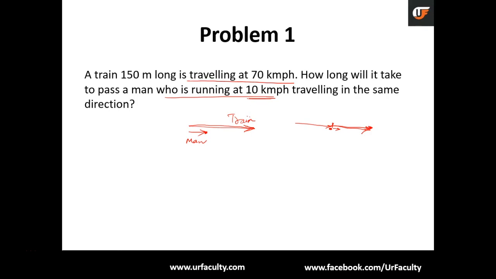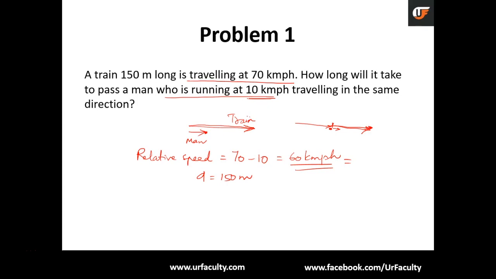So the speed of the train relative to the man, what is the relative speed here? It is 70 minus 10, which is equal to 60 kilometer per hour. Now we know that the distance is equal to 150 meter, and our equation involves 60 kilometer per hour. So we just need to convert this into meters per second.